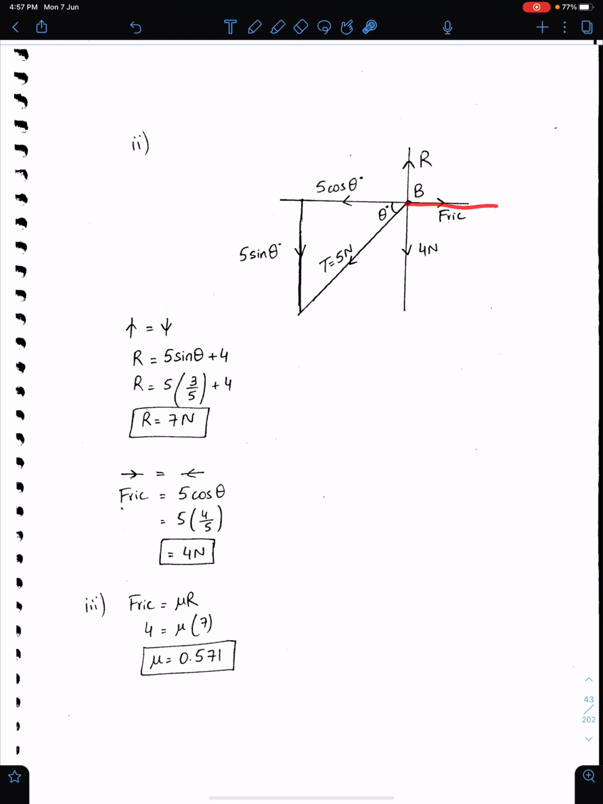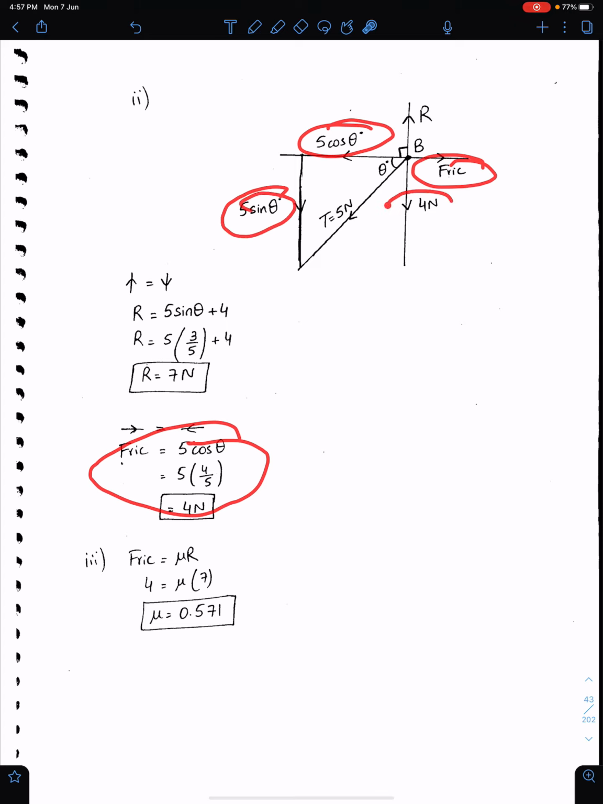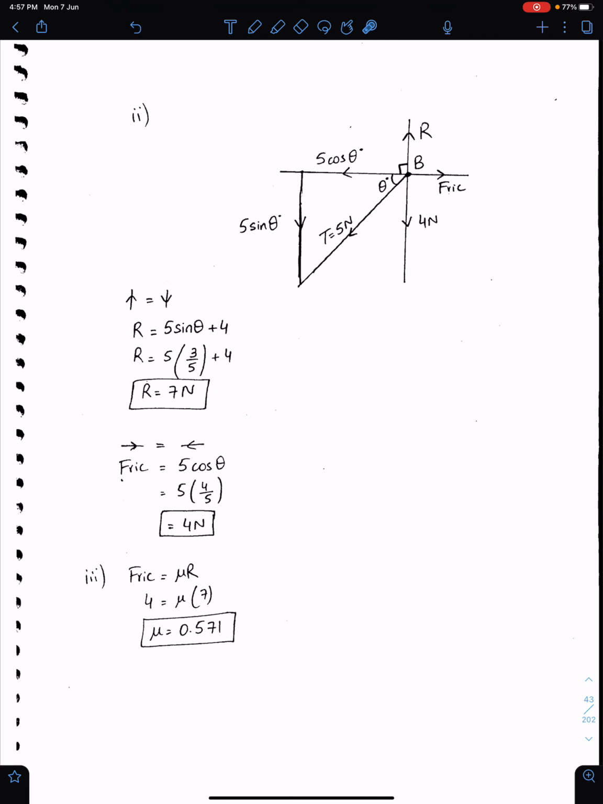Frictional force, weight of this ring, T is 5, so 5 sin theta, 5 cos theta, and this is the normal reaction which makes 90 degrees with the rod. Now just need to equate these forces. 5 cos theta is equal to friction, and 5 sin theta plus 4 is equal to R. So this is the frictional force and this is the normal reaction force.